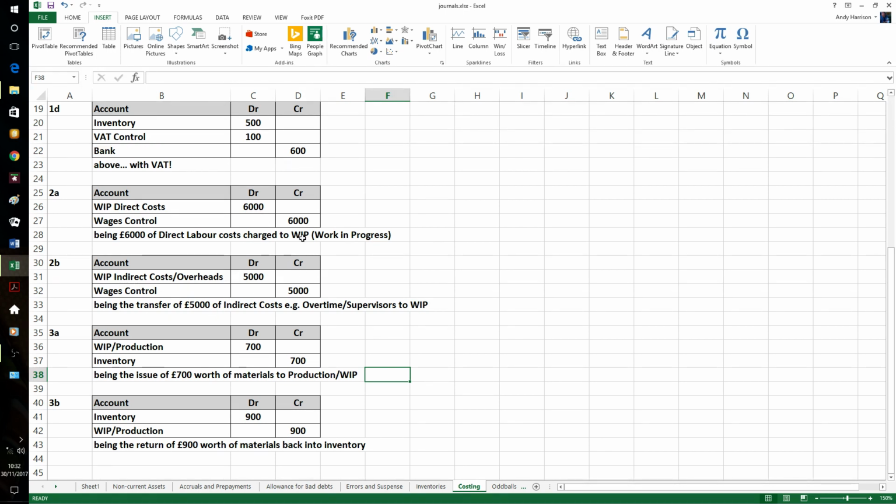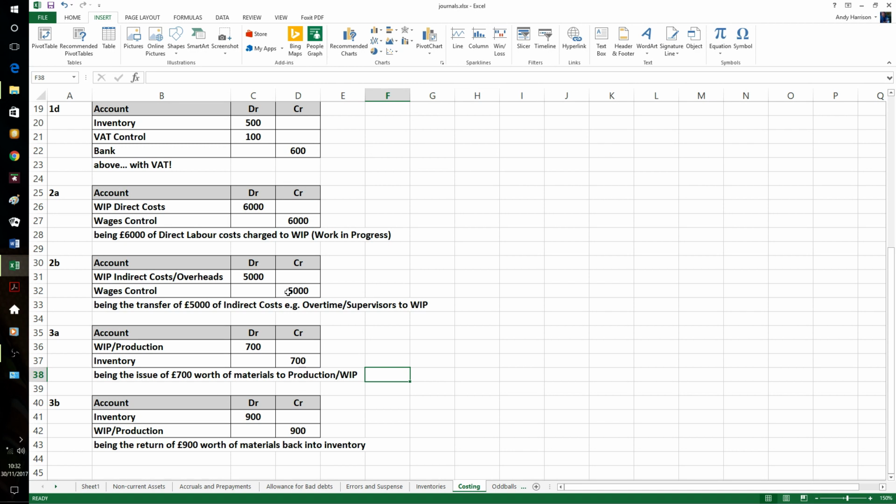Then we will still have the problem though that we need to pay the net and show the entries for this, so this is a bit of an awkward one, as it almost needs a third entry. Work in progress, indirect costs or overheads, wages control, or maybe in from an overhead control account. So again, think about who's being charged and who's actually giving the expense.